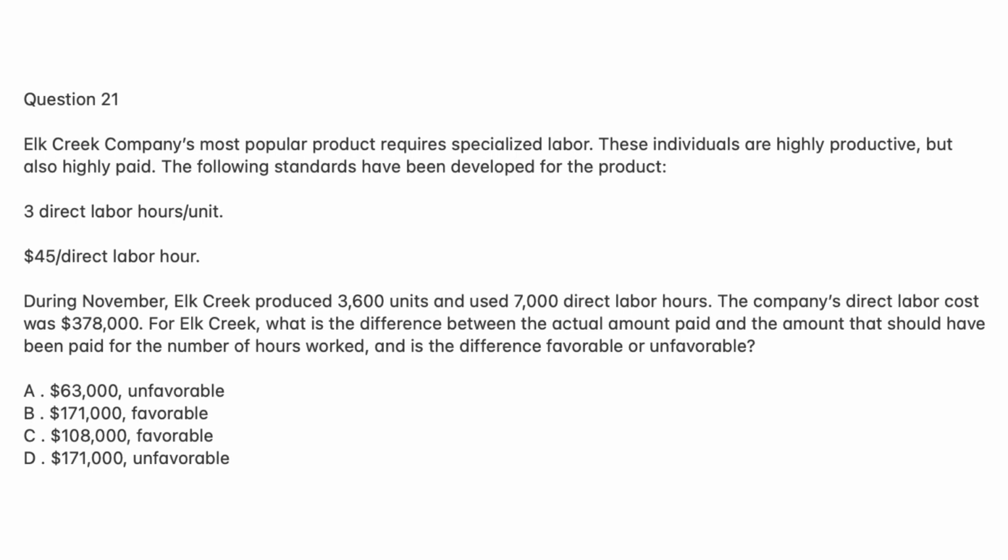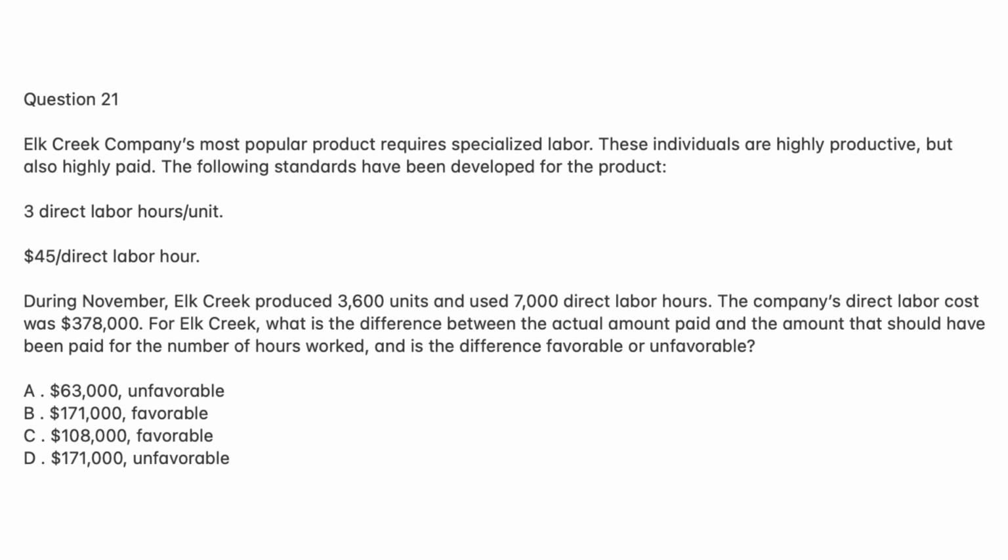During November, Elk Creek produced 3,600 units and used 7,000 direct labor hours. The company's direct labor cost was $378,000. For Elk Creek, what is the difference between the actual amount paid and the amount that should have been paid for the number of hours worked, and is the difference favorable or unfavorable? A. $63,000, unfavorable. B. $171,000, favorable. C. $108,000, favorable. D.